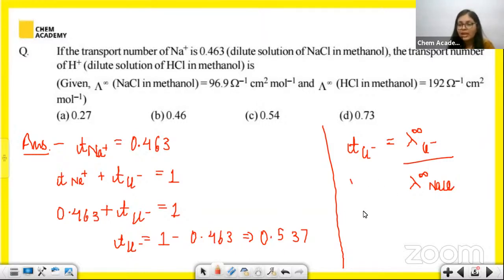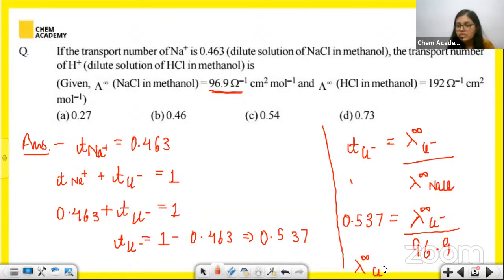Now, if we substitute the values over here, we will get 0.537 is equal to, this is what we have to calculate, the limiting molar conductance of Cl negative, and we have been given the limiting molar conductance of NaCl. It is over here, we have been given it as 96.9. So if we calculate the value, we will get the limiting molar conductance of Cl negative. Calculate and write it in the chat.